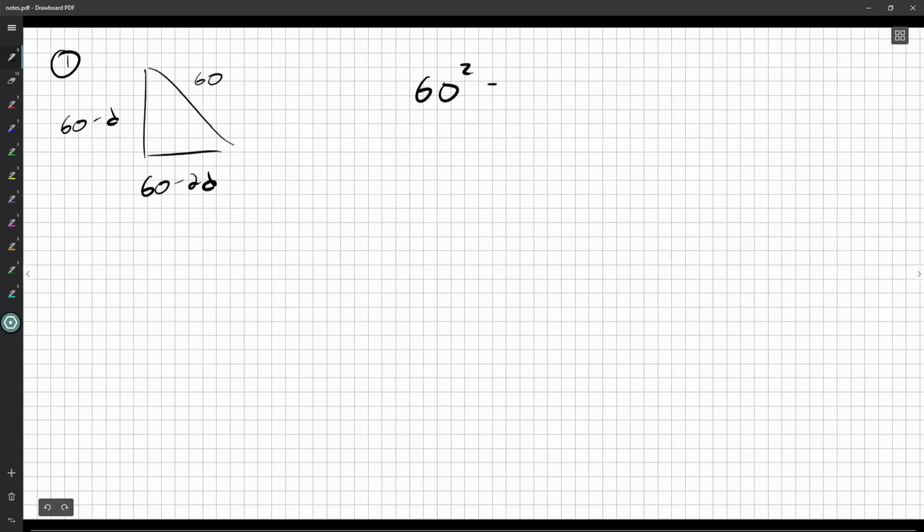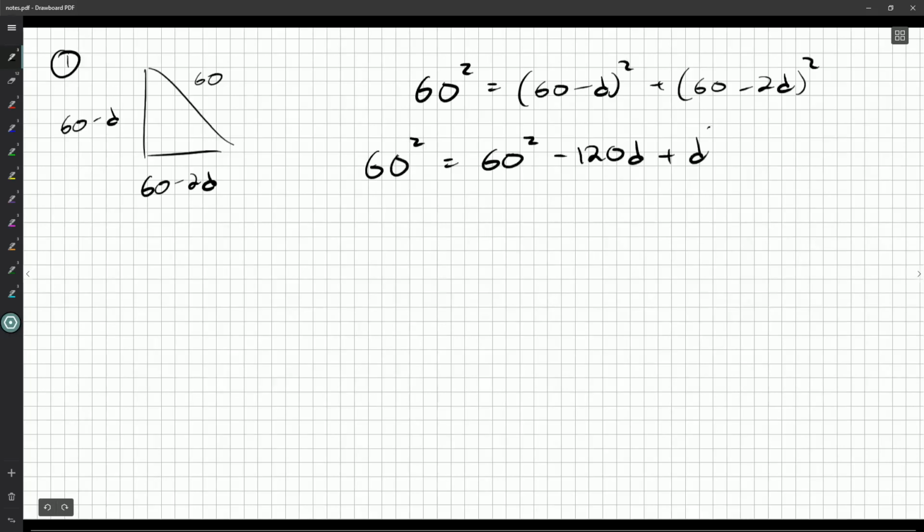Okay, well then 60 squared is 60 minus d squared plus 60 minus 2d squared. So 60 squared, I'm just going to leave them as 60 squareds. I'll expand them out if I need them. Minus 120d plus d squared plus 60 squared minus 2 times 2 times 60 would be 240d plus 4d squared. Alright, so 60 squared and a 60 squared will cancel.